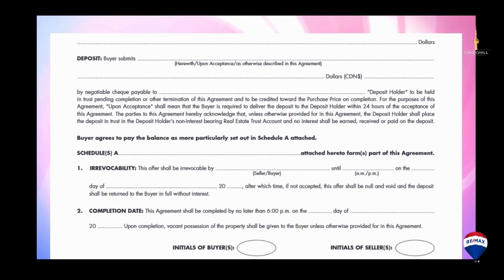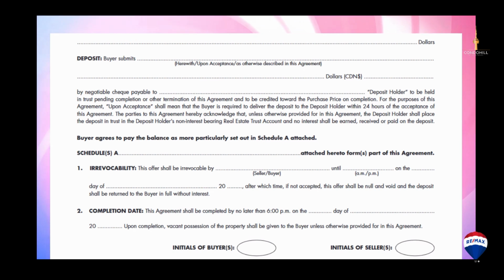Time for payment. The agreement specifies the time frame within which the deposit must be delivered to the brokerage. This is usually within 24 hours of acceptance of the offer, but it's negotiable. Missing this deadline can put the deal in jeopardy. What happens to the deposit if the deal closes? Upon successful closing, the deposit is applied towards the purchase price.